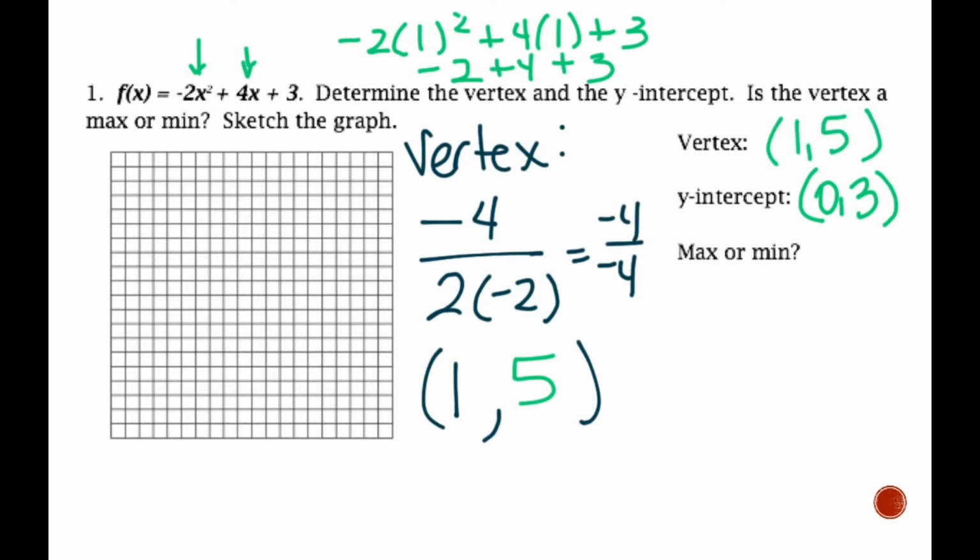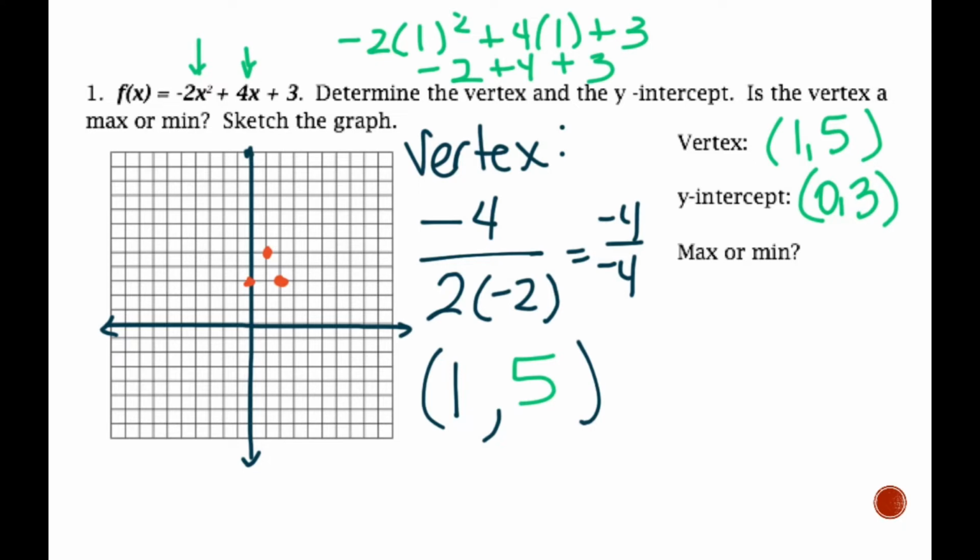Okay, so with that information, I can start making my graph. So let me put an axis here. Okay, so we're going to start by graphing the things that we know. I know the vertex is 1, 5, so I'm going to put that point. And I know that the y-intercept is at 0, 3. I also know with a parabola that there is symmetry, so I also know that there's going to be this point right there, 2, 3, as part of my parabola.